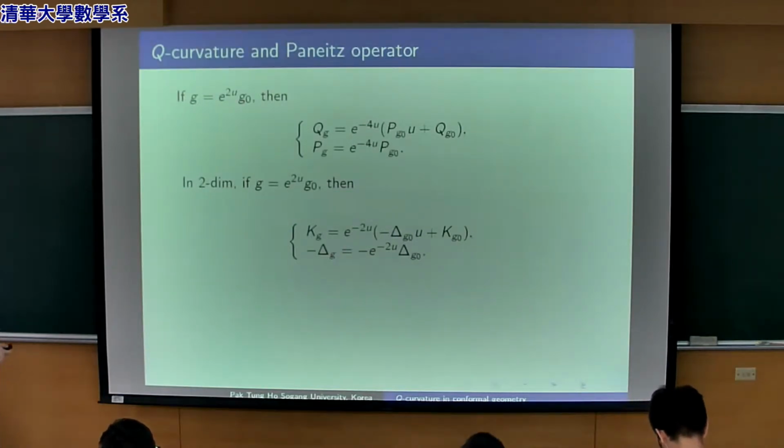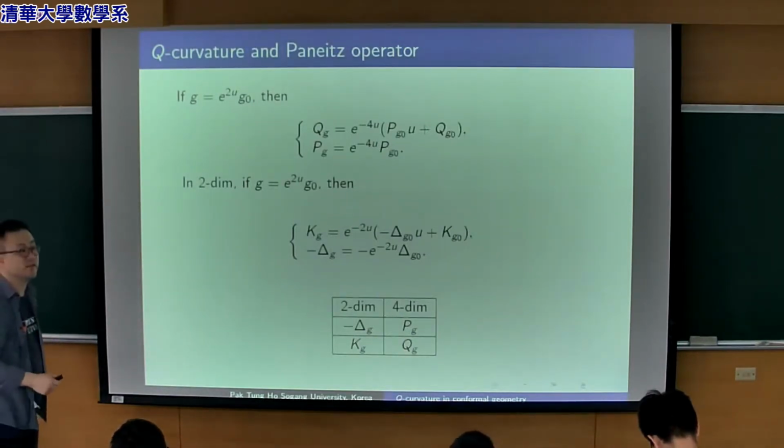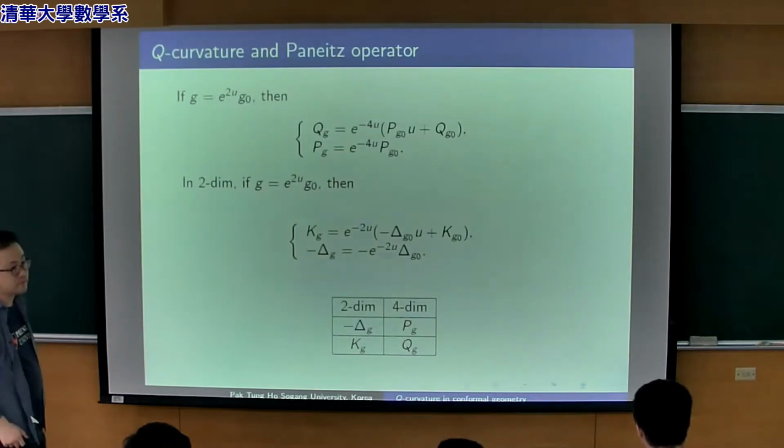So if you compare these two formulas, you see the correspondence. The correspondence is this: in two dimensions you have the negative of the Laplacian, which corresponds to the Paneitz operator in four dimensions. And in two dimensions you have Gaussian curvature, and in four dimensions you have Q-curvature. Other than that, the formulation looks similar.